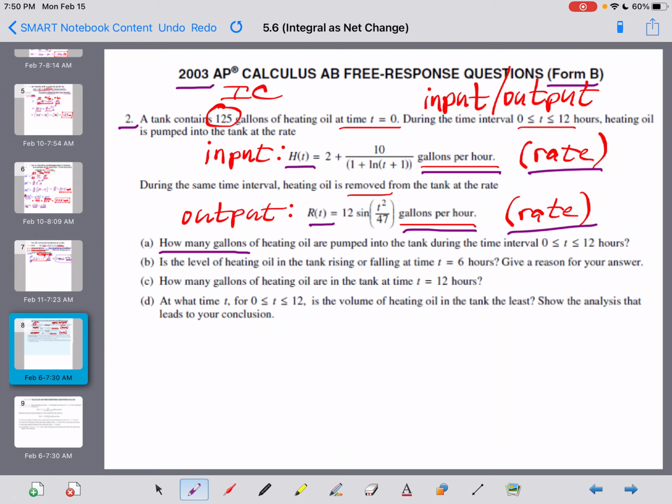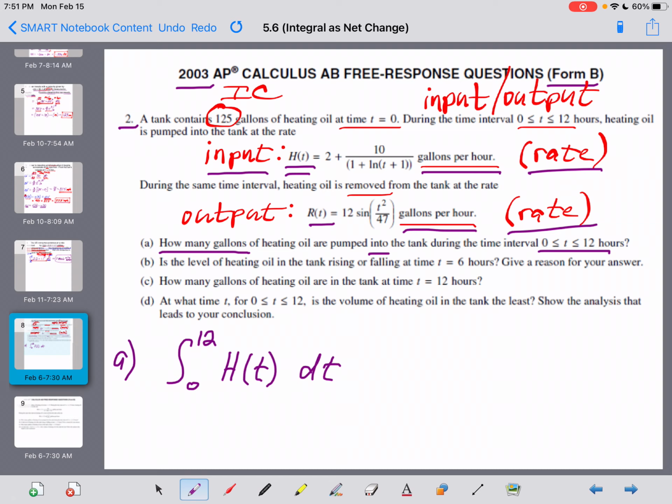So what do we do to go from a rate function to the accumulation function, from gallons per hour to gallons? We're going to do an integral here, guys, and that's what we've been working on so far today. We're talking about gallons pumped into the tank, so we're going to look at our input function, h of t, and do the definite integral. I'm just going to write it out as h of t. We're going to integrate the h of t function with respect to t on the interval from 0 to 12. So 0 is my lower limit, and 12 is my upper limit.